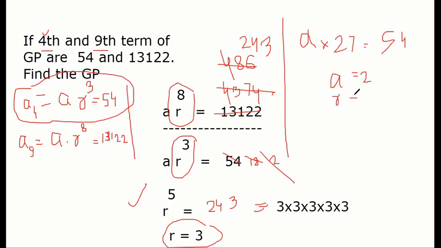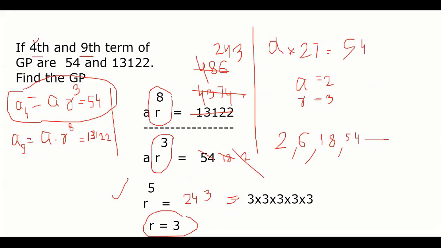Can we form the GP now or not? So my GP is 2, 2 into 3 is 6, 6 into 3 is 18. Oh, this is the same GP which I gave you earlier on my own. 54. It will keep going on like this. Now tell me, any question, anyone? This is how we solve the GP problems.